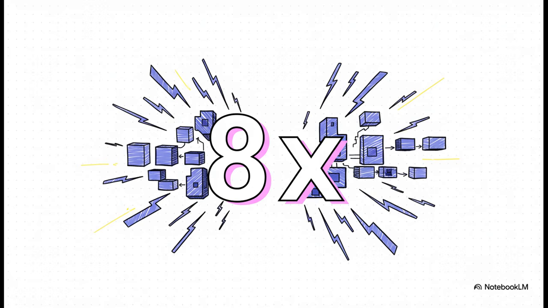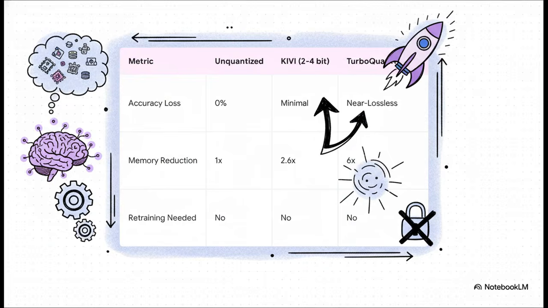And finally, all this efficiency translates into pure speed. Because there's so much less data to move around, everything just gets faster. On those powerful NVIDIA H100 GPUs, that means up to an 8-times speedup in the core computation. So let's just recap. 6 times less memory, the exact same accuracy, and up to 8 times faster. Wow.